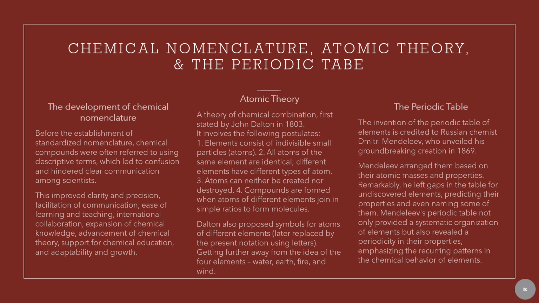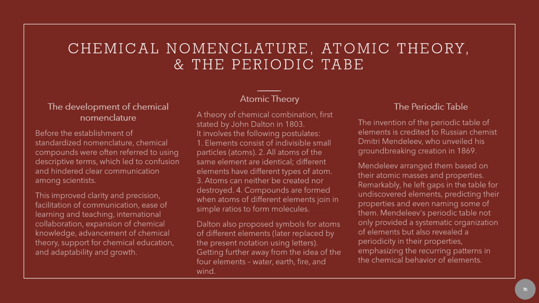He also proposed symbols for atoms of different elements. This was later replaced by a different notation using letters instead of symbols. But this was getting away from alchemy and everything before that, where there were four elements: water, earth, fire, and wind. And now we know that there are so many more elements than that. And then came the periodic table.